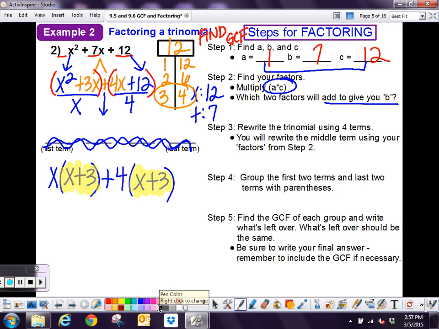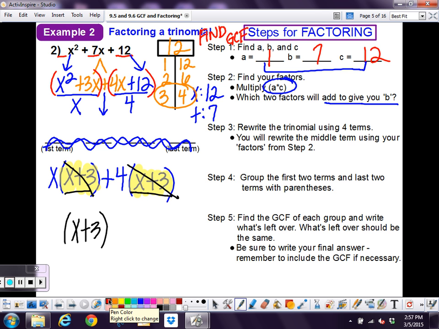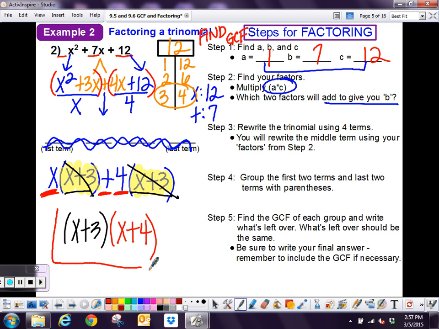Okay, so here's what we do now. Here's how we write our final answer. These two groups are the same, so I'm going to write that down once. So I have x plus 3. And you don't always have to cross these out. I'm just crossing these out so you can see what is left now. If I read this from left to right, let's see what we have left still. I have x plus 4. And that's our answer.